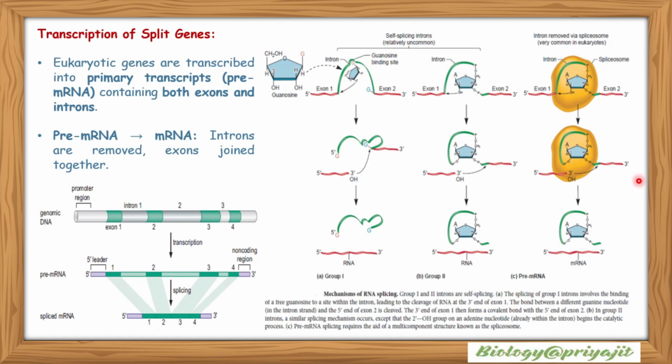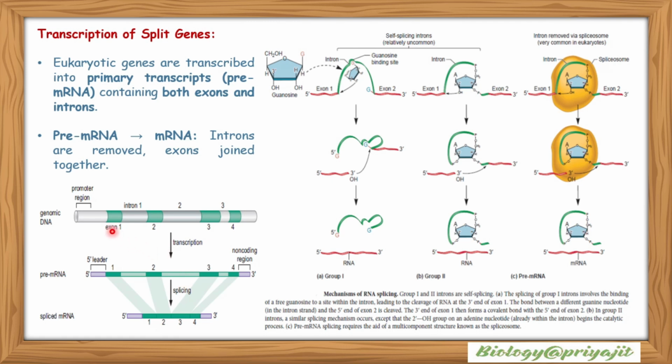Transcription of split genes. Eukaryotic genes are transcribed into a primary transcript, or pre-mRNA, containing both exons and introns. Pre-mRNA will be converted into mRNA: introns are removed and exons joined together. This image shows the primary transcript, this is pre-mRNA, and this is spliced mRNA. The spliced mRNA is formed from pre-mRNA after the splicing event.